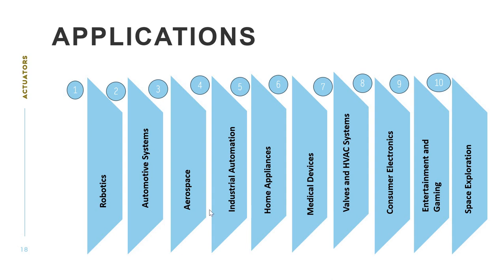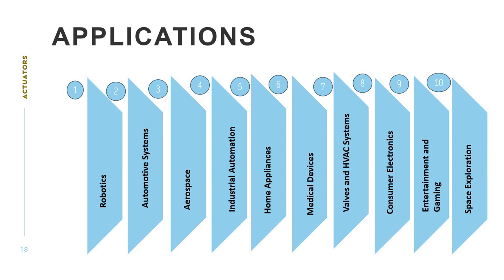And they are used in automotive systems. Here, they are used in cars to control many functions like opening and closing the windows and doors, adjusting mirrors, and operating power seats. Aerospace actuators control the movement of wings, flaps, and other control surfaces, helping the aircraft fly smoothly and safely. In such a way, it is used in aerospace.